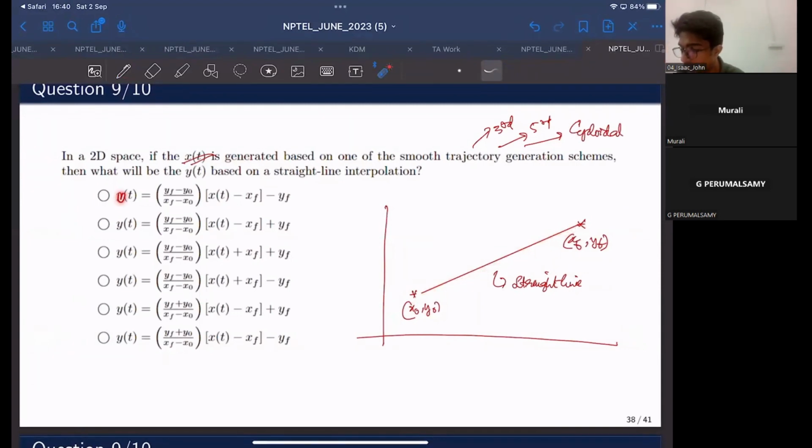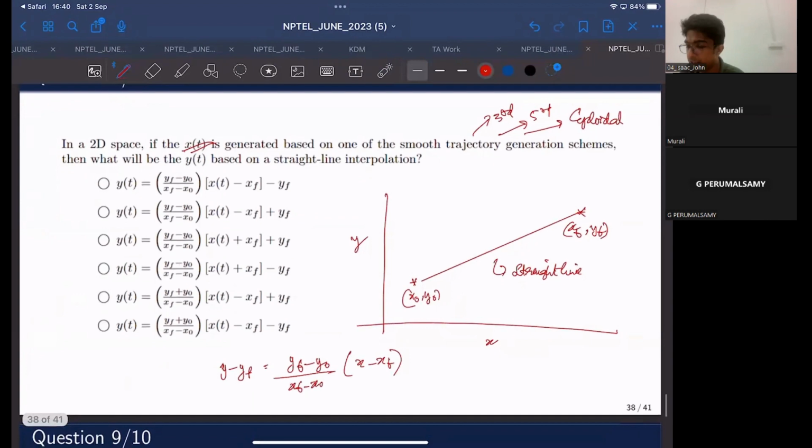How would you plan the y variable? So this is also again nothing but a straight line interpolation. Here you can take the independent variable to be x and the dependent variable to be y. So again, if you simply write down the equation of the line, you know the straight line equation: y minus yf would be (yf minus y0) by (xf minus x0), multiplied by (x minus xf).